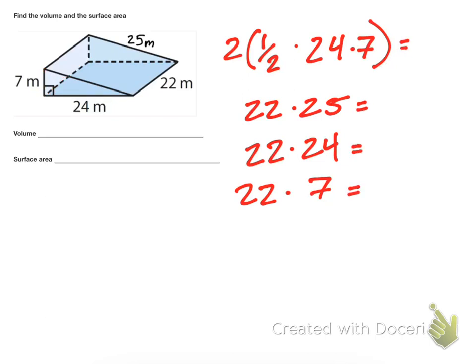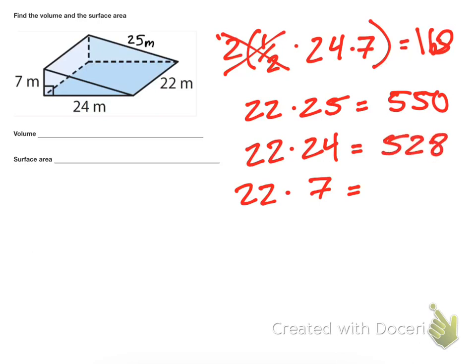And we want to add all of these up together. So, I see this, we see 24 times 7 because these two cancel out. But we know that's our formula is 168. Then we've got 22 times 25, or 22 times 24. Let's see. 22 times 25 is 550. 22 times 24 is 528. And 22 times 7 is 154.